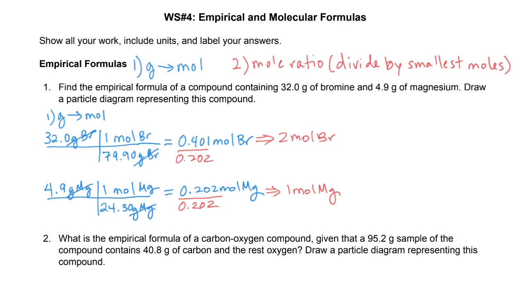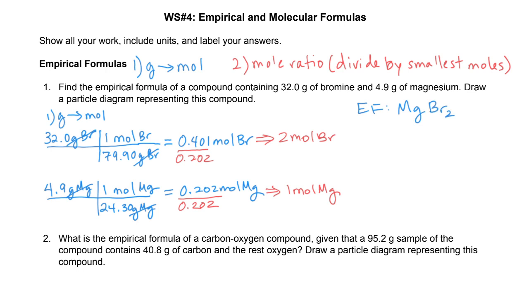Now you may notice that's not perfectly 2 on the nose, but as long as it's within about plus or minus 0.1, you're allowed to round it to the nearest whole number. When we get to number 6 on the back, we'll talk about what happens if it does not come out to a whole number. But for these first problems, it will always come out to a whole number. All right, so we have 2 moles of bromine to 1 mole of magnesium, which means our empirical formula is going to be Mg, just one of them. We don't have to write the one though, Br2.